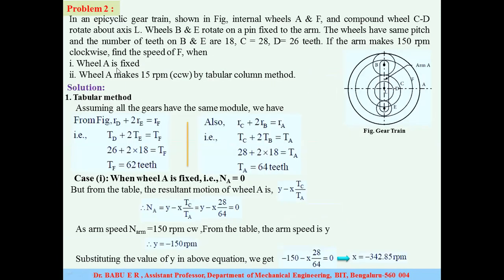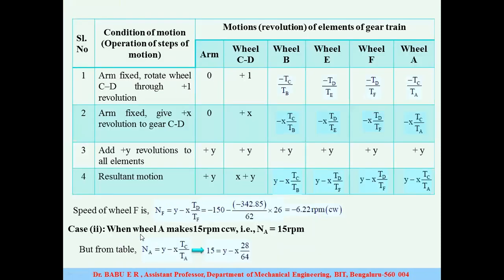That is case A. Go to the second case, where wheel A makes 15 RPM in the counterclockwise direction. You have to find out the speed of F. The speed of A, NA, equals 15 RPM. But from the table, the speed of A is y minus x times Tc by Ta. So Na, 15, equals y minus x times 28 by 64.